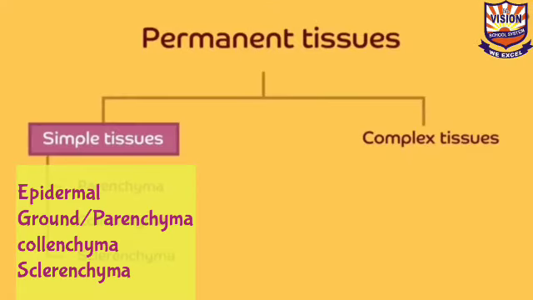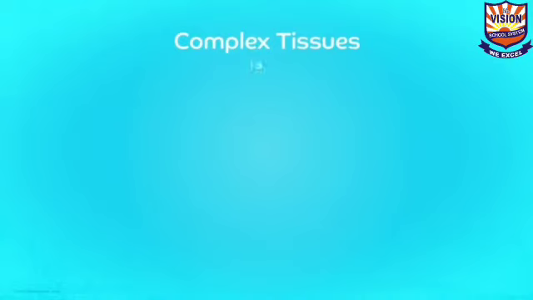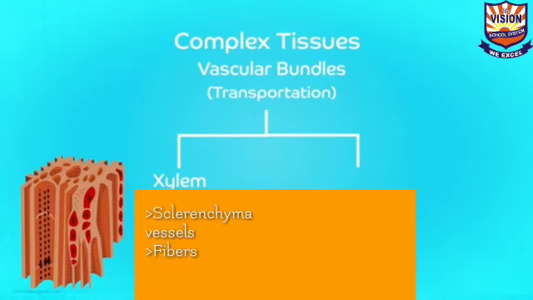Now let's talk about the second type of permanent tissue, the complex tissue, and complex tissue is mainly of two types, xylem and phloem. Complex tissue consists of the vascular bundle system that takes up the responsibility of transportation. So for transporting water and minerals in an upward direction from soil to the leaves, we have the xylem. And xylem is made up of two major components, sclerenchyma vessels and fiber.